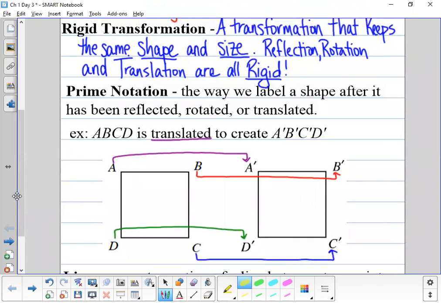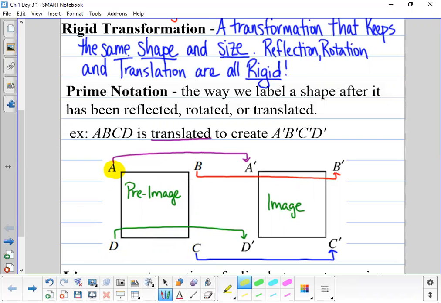For example, if we look at this right here, this is what I would call my pre-image. This is what I start with, and it undergoes some sort of a transformation and ends up here. This is my image. We label the corresponding points with the same letter, but then use this prime notation. So here's what I mean by that. For instance, this is vertex A.